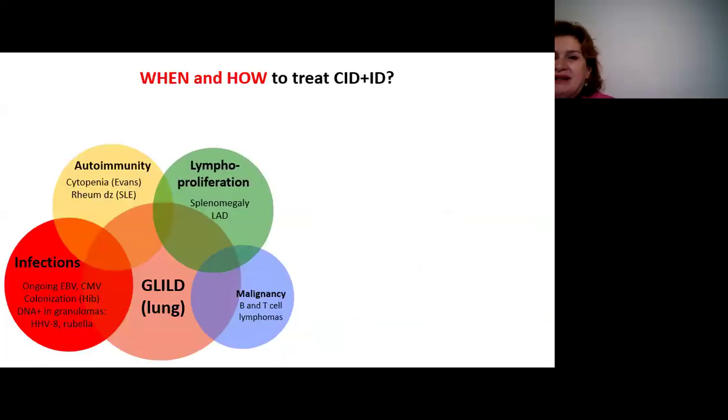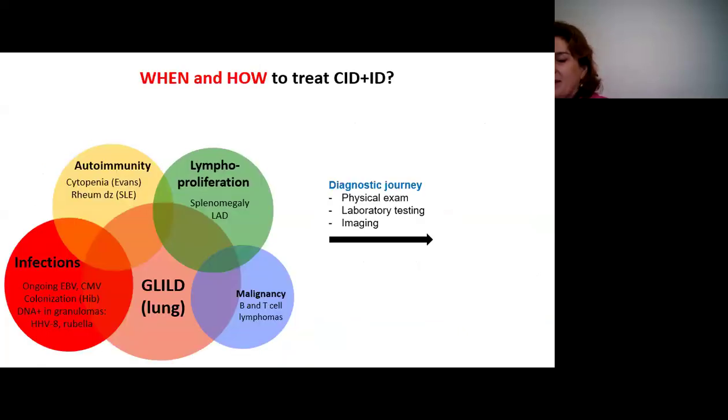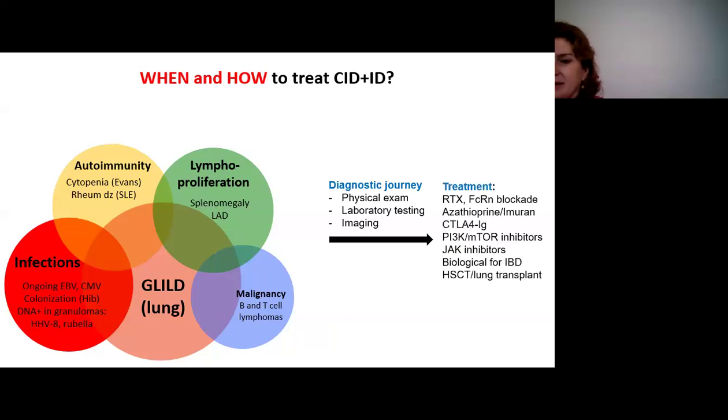So when and how to treat these immune dysregulations, I'm just going to take you on this journey of treatment options for them because I would like to give you some examples, actual clinical cases for you to take home. When you have a patient with this conundrum of different features of immune dysregulation and infections, they come to you and then you do a physical exam. There will be some lab testing and imaging. But eventually you have to treat, and your treatment options are extremely diverse. You can go with a lot of targeted therapies.